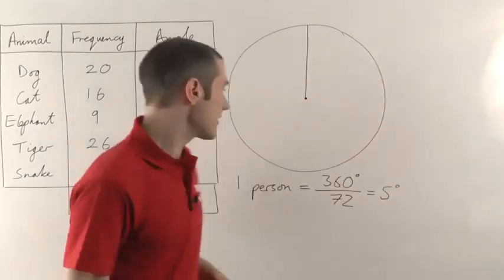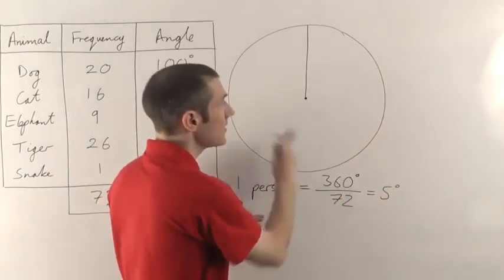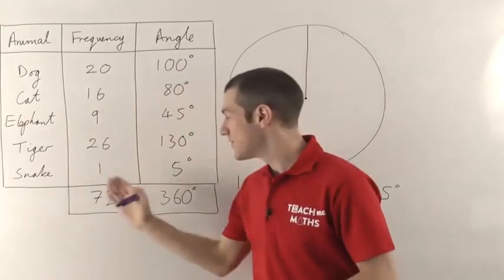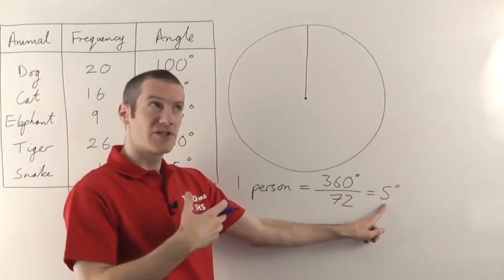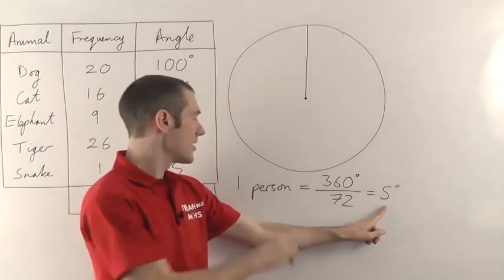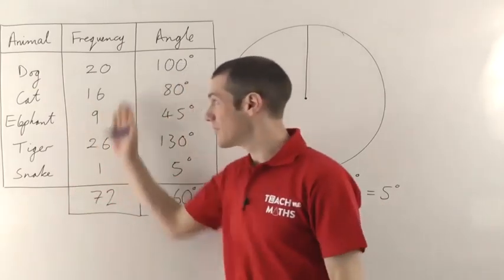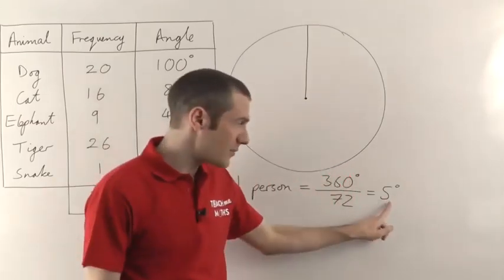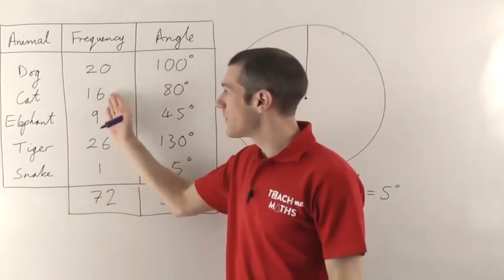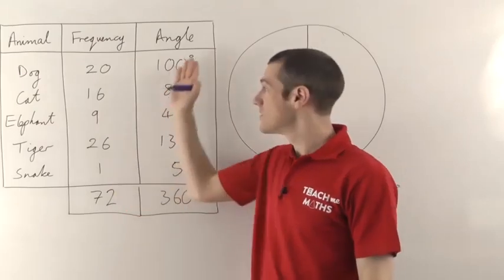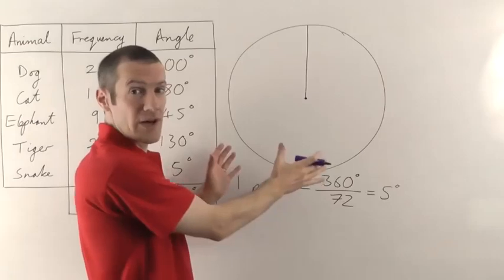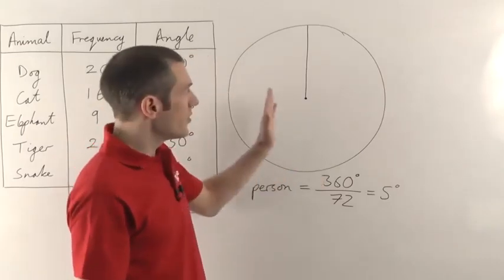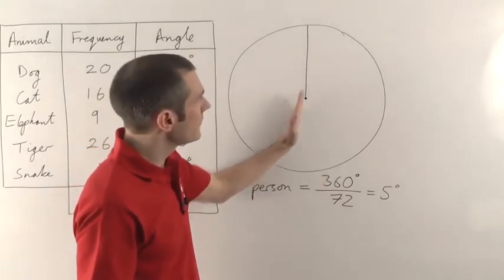So just to stress again, you take 360, the angle for the whole pie chart, divide it by the number of people, and that tells you how much of an angle, how many degrees you need for one person in your frequency table. And then that much, in this case the 5 degrees, you just multiply by each of the different frequencies to give you the angles. Once you know the angles, you can start drawing your pie chart. Now, as I say, the first thing you do is from the center line, draw a line that goes vertically straight up.